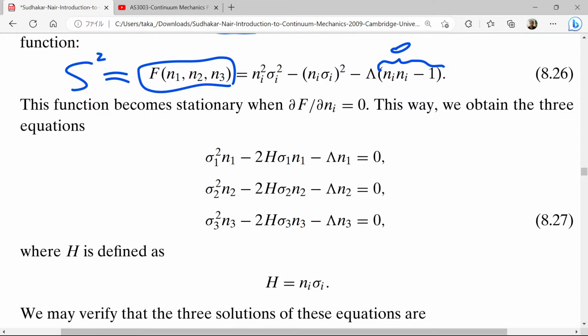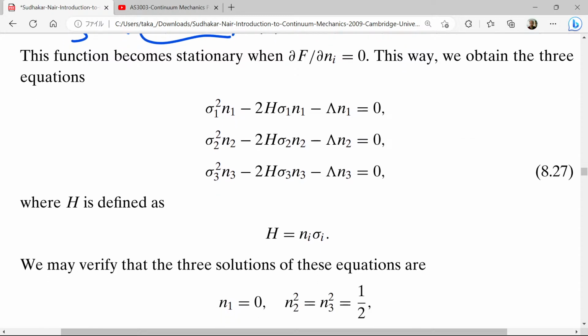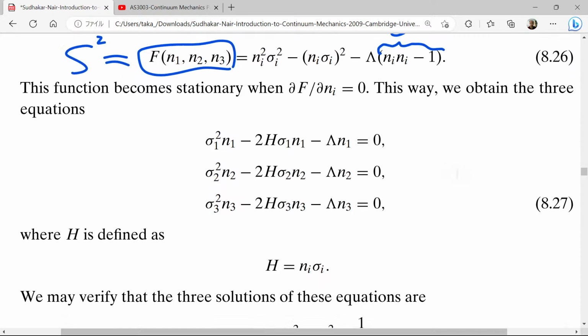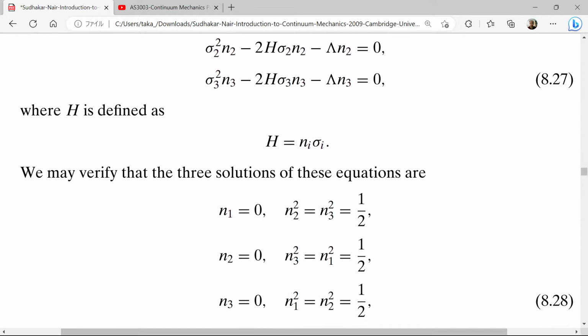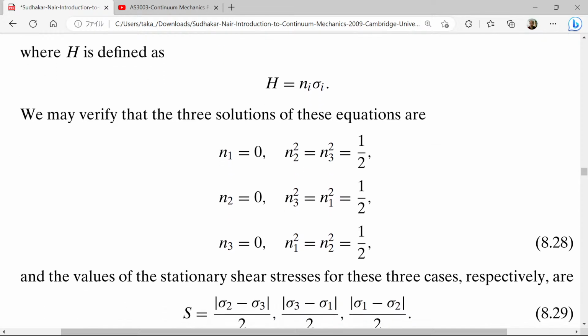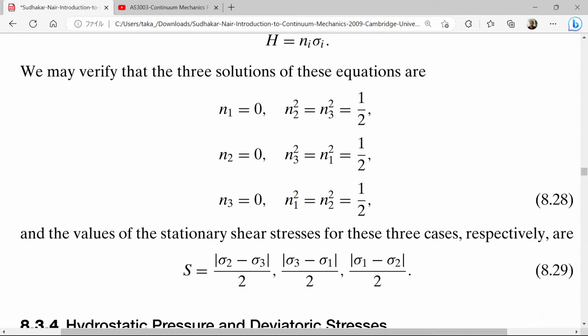Okay. So here h is defined as summation. We may verify that three solutions of these equations are 0, and the value of the stationary shear stresses for these three cases respectively are.